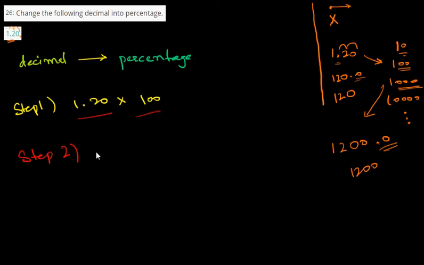So we just discussed that the decimal point moves towards the right, and since there are 2 zeros, we know that it's going to move 2 places towards the right, which means 120. Right? We get 120. Now if we refer back to the question, what we see is that we need to change this decimal into a percentage, and we cannot write a percentage until and unless we use a percent sign. So we'll add a percent sign, and 1.20 when converted into a percentage is 120%.